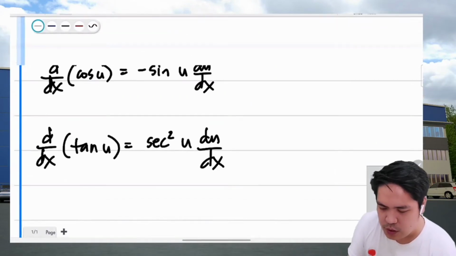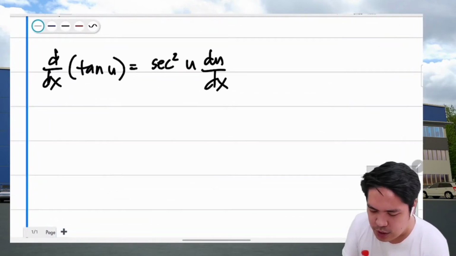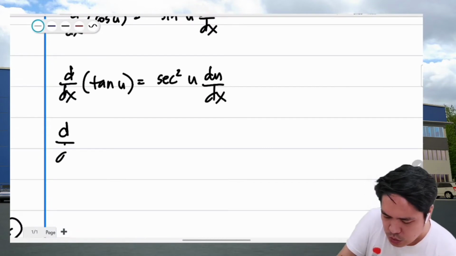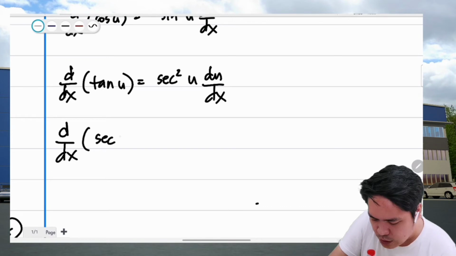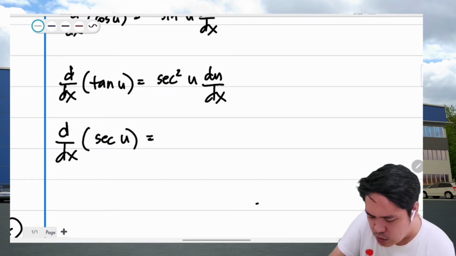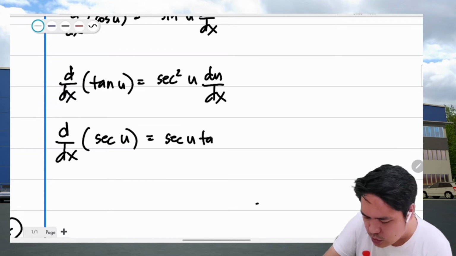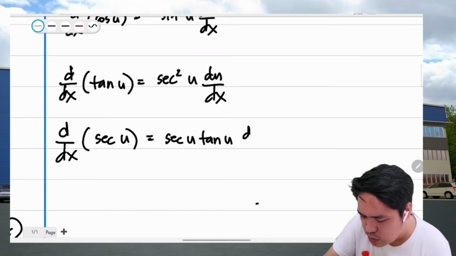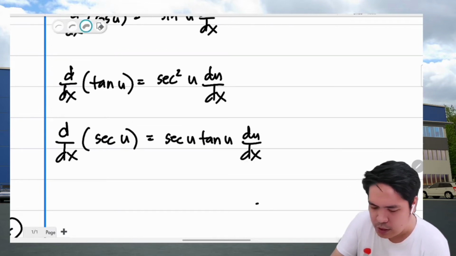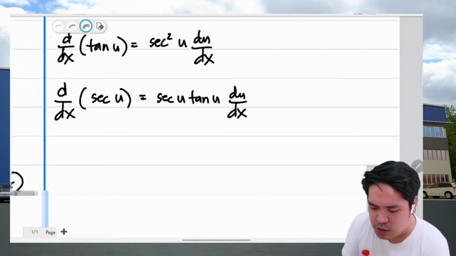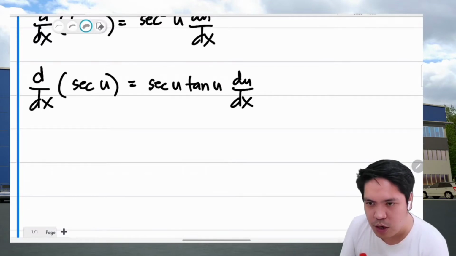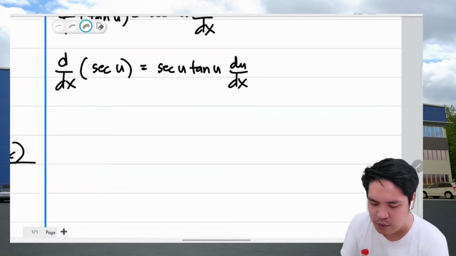We already have sine, cosine, and tangent. So let's proceed to the derivative of secant lang muna. Secant u. So the derivative of secant u is just secant u tangent u du over dx. So eto siya, I'm just asking you to memorize. If you like to derive using the procedure that I've illustrated, you can do that.